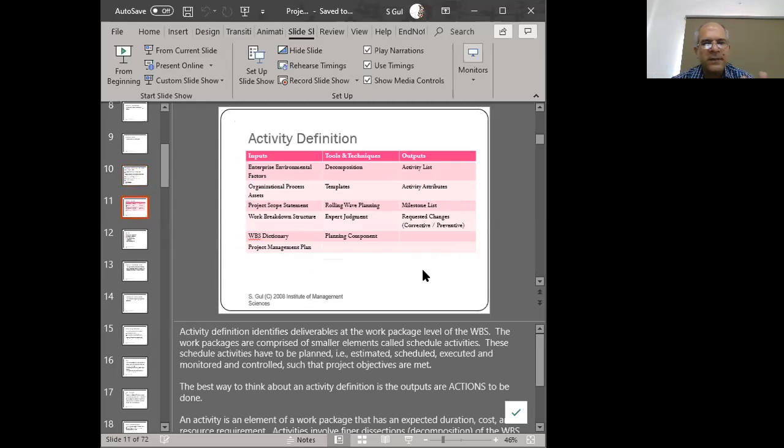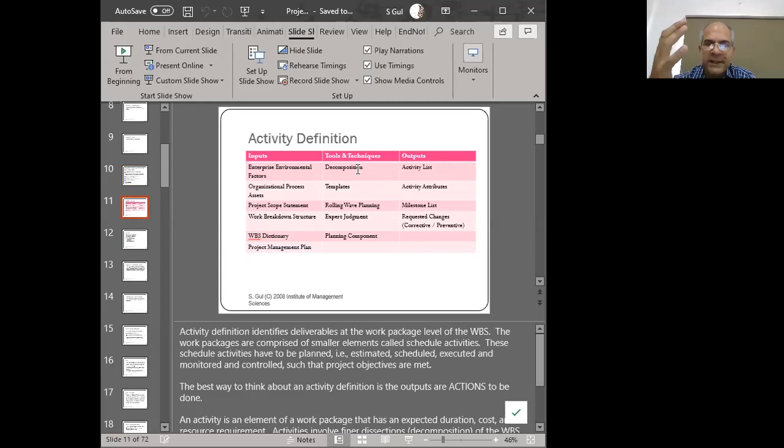Now, if we start thinking about the different processes that go on in a project, we can start thinking about inputs, and we can start thinking about the tools and techniques that will be required in order to convert those inputs into outputs and so on, right? So let's forget for a moment about the inputs, and let's forget also about the outputs. Let's concentrate upon the tools and techniques that are required because that's more important, right? So in order to define an activity, in order to say that here's an activity that I need to do, what kind of tools and techniques do we require? Well, we need a decomposition.